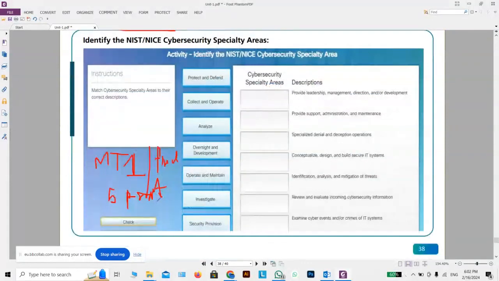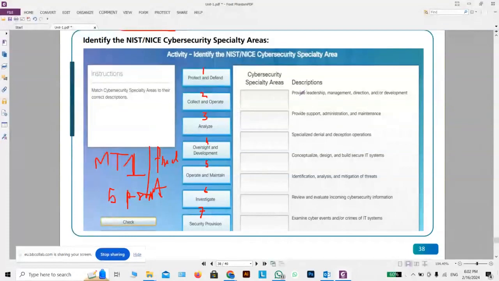Okay, so here it is. They have written down some of the boxes, and here are the buttons. 1, 2. Let me number all of them. 4, 5, 6, and 7. Okay, first of all, let's read that one and select the appropriate button from this. These are all cybersecurity framework modules or phases here.